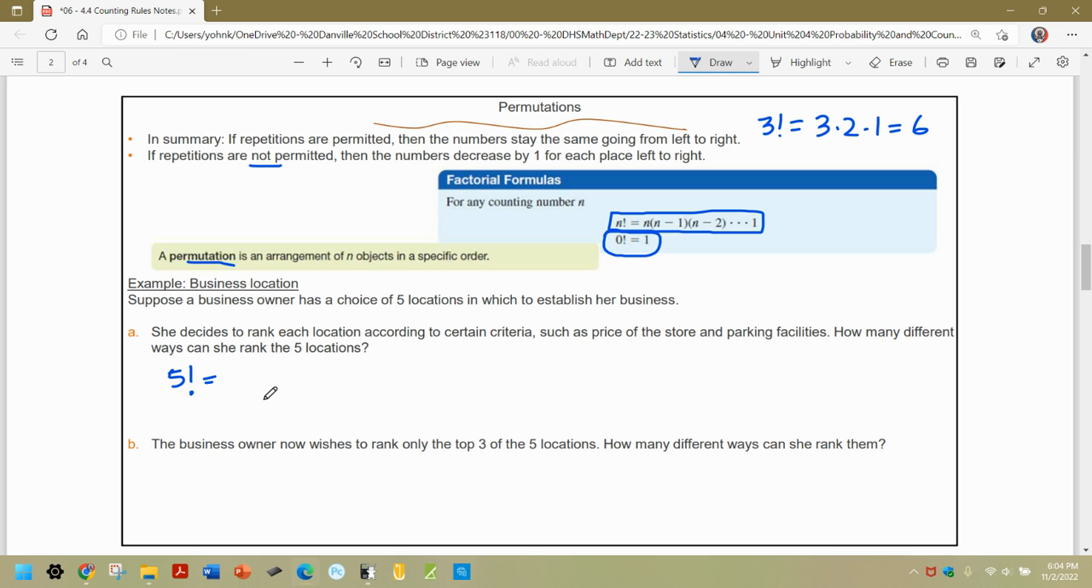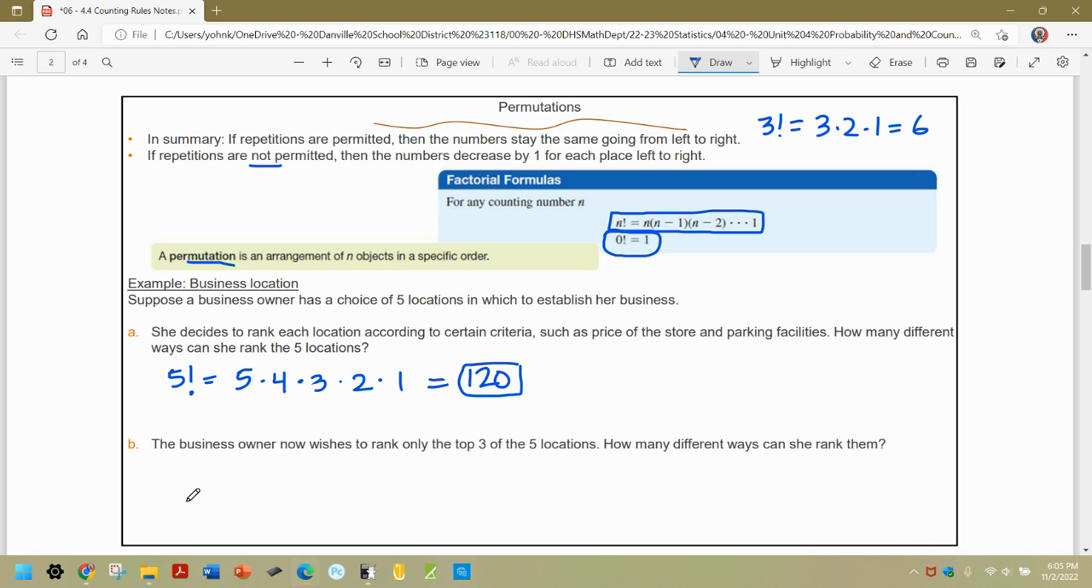The other way you can think about it is there are 5 choices for the top ranking store location. That means there are 4 choices left to rank second. There are 3 choices left to rank third, 2 choices to rank fourth, and there's 1 left over for last place. If I multiply these together, I get 120. So if I'm trying to arrange 5 things in a certain order, I do 5 factorial. If you can't remember that, then I'm doing 5 choices for the first, 4 for the second, 3, 2, 1. Kids, that's the definition of a factorial right there.